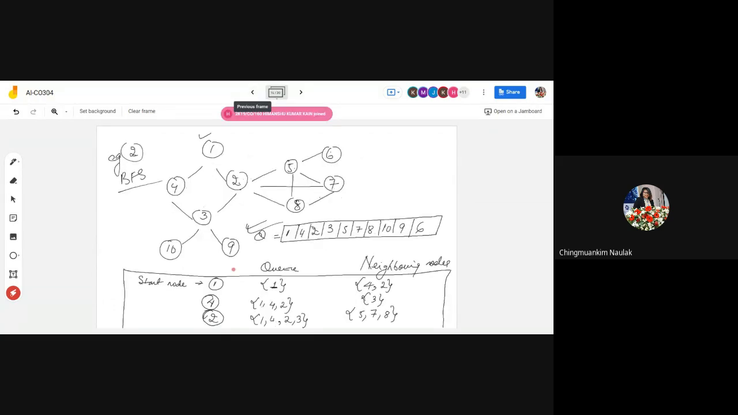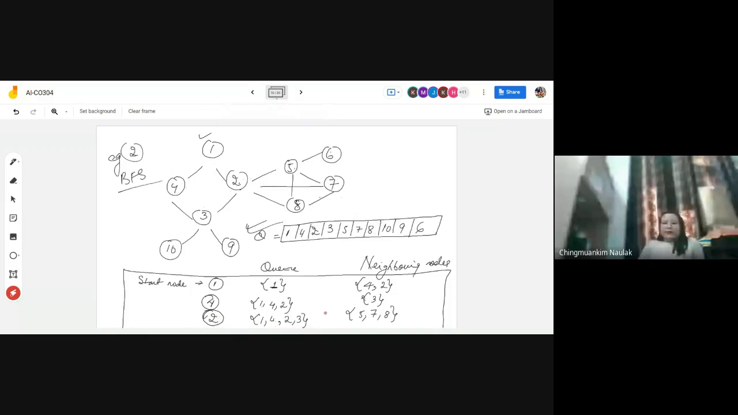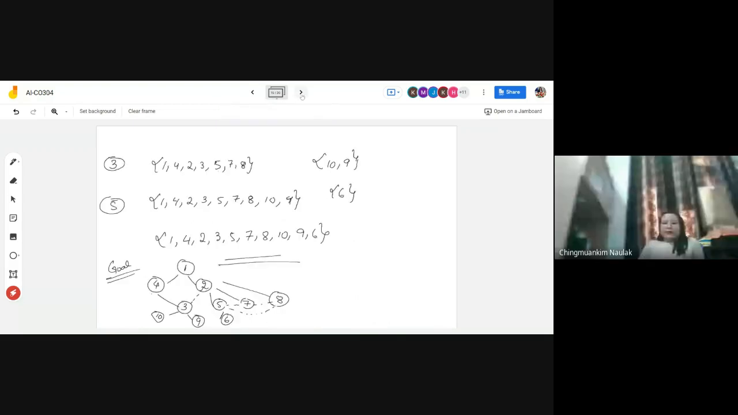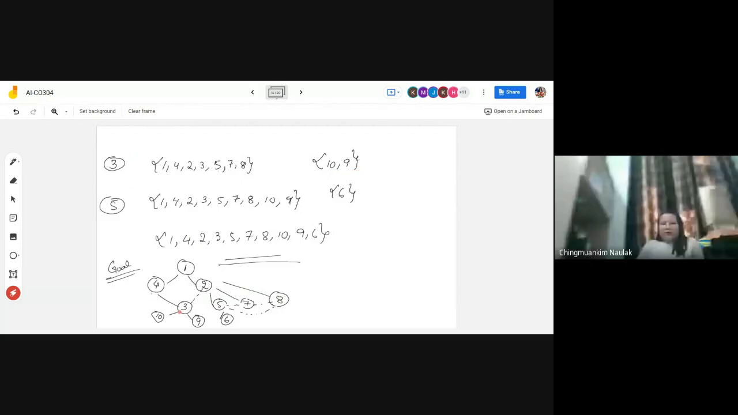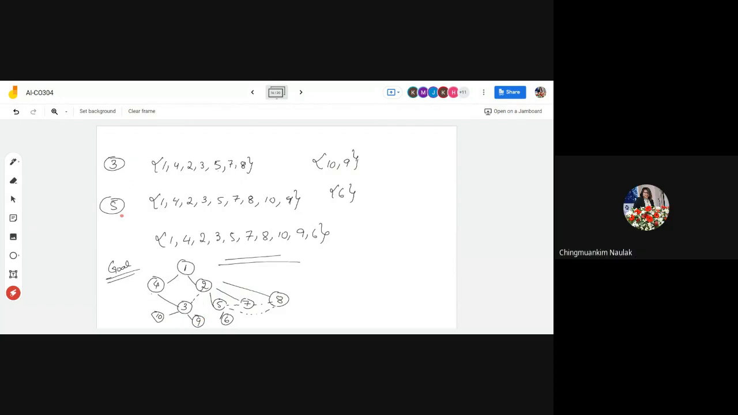So you look at 2 and the neighboring nodes are 5, 7 and 8. So 2 is having neighboring nodes 5, 7 and 8. So you write down 5, 7 and 8. You'll connect it like this. Then after that you explore 3. 3 is having neighboring nodes 10 and 9, right? And then you explore 5. It's having neighboring node 6. So 5 and 6 are connected with an edge like this.